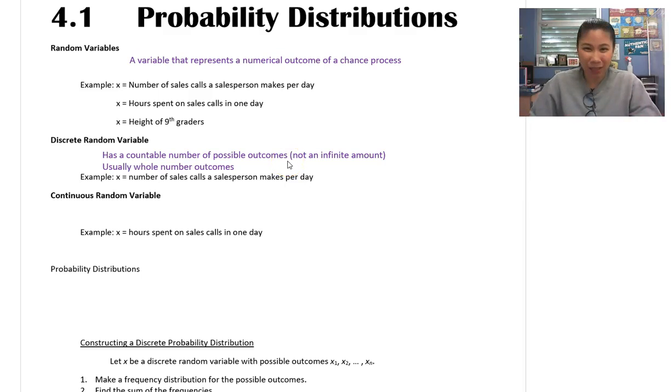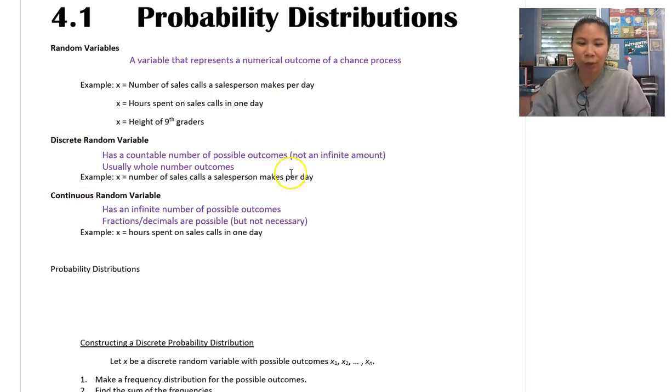So when we talk about decimals, that's when we say there can be an infinite amount because you could have all the decimals in between 5 and 6 or something like that. And because there's so many different options, you could do 5.5, 5.55, 5.5556. There's so many different options for decimals that that doesn't count as a countable amount. So that would be considered a continuous random variable. So discrete is whole numbers usually. Continuous is where you're allowed fractions, decimals, things like that.